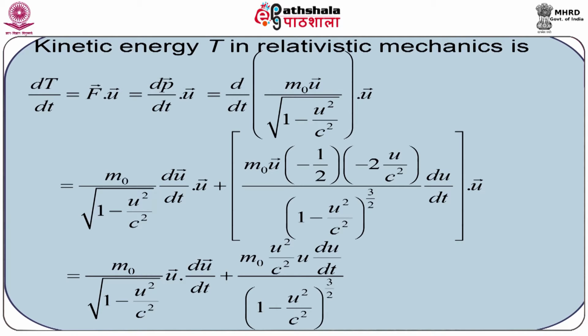We have already obtained that F vector is d/dt of p vector, where p vector is the linear momentum. Substituting this, we get this result. If we substitute the relation between p vector and velocity u vector, we get this expression. Taking the derivative, we get this result.